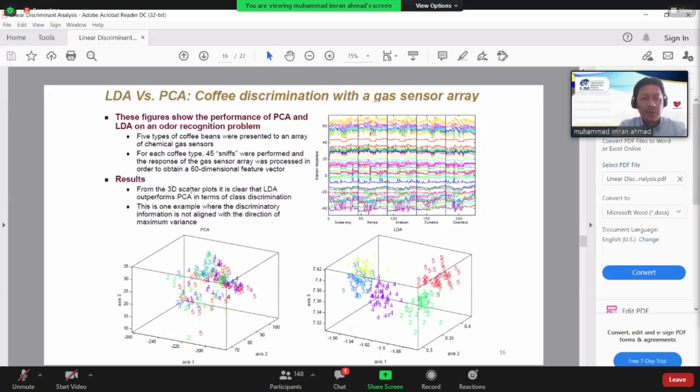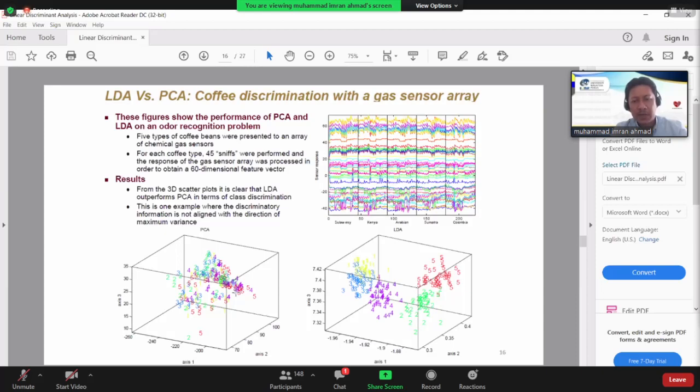So from the 3D scatter plot result, it is clear that LDA outperformed PCA in terms of class discrimination. Here, the class discrimination of the coffee is well separated in LDA space. Compared to the PCA space, we managed to project to lower dimensional space, but you see the classes overlap each other. So you can imagine if you want to use SVM to perform classification, or K nearest neighbor to perform recognition, what do you think about these two techniques? I'm sure LDA will perform better compared to PCA, right?